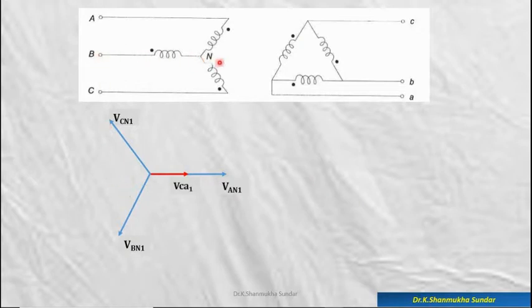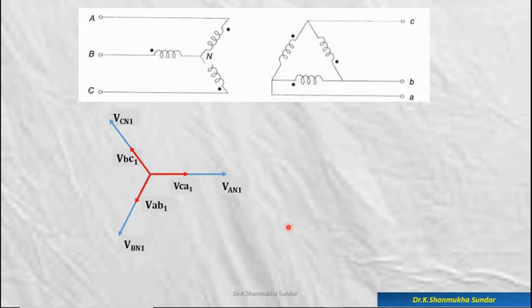Now VBN. Can you tell me which winding is in parallel with this winding? Is it this one, right? So what is the voltage? VAB. So VAB will be in phase with VBN. Now you see VAB1 is in phase with VBN1. Similarly VCN, isn't it? The winding parallel to this one is this one. So VCN and VBC are in parallel, in phase. Is it clear? So we have represented the line voltages on the star side and the line voltages on the delta side.